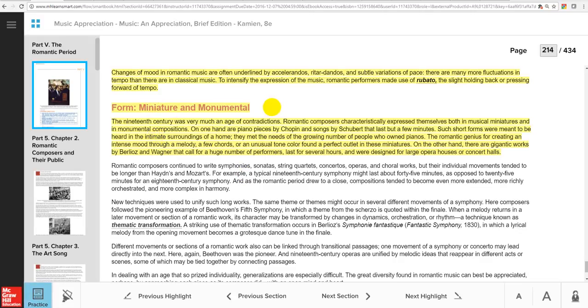Okay, the miniature and the monumental, pretty easy to describe there. Most romantic works tend to either be great undertakings that artists would slave over for months, sometimes years, to write them, and other pieces were relatively short and written relatively quickly.